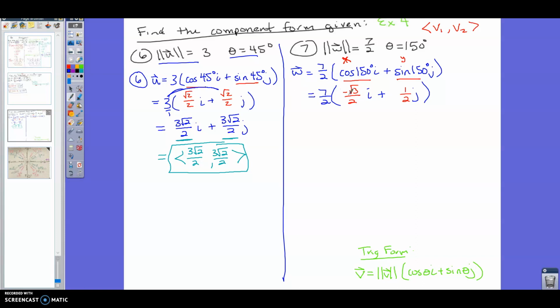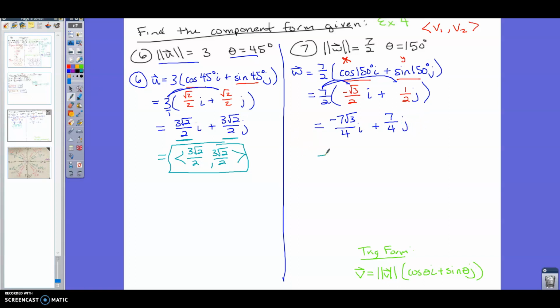Now what we want to do is get rid of this parentheses by taking the 7/2 and distributing. So we multiply outside by outside, inside by inside. 7 times the negative square root of 3 is negative 7 square root of 3. 2 times 2 is 4. So we're going to do the same thing here. 7 times 1 is 7. 2 times 2 is 4. And we keep the j.